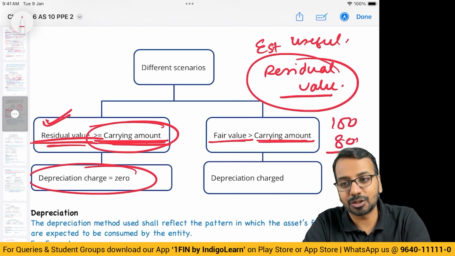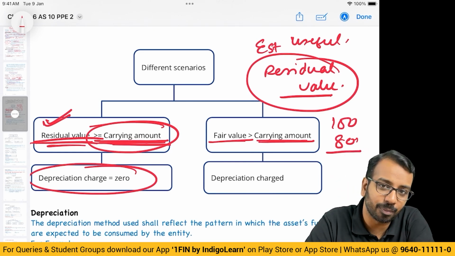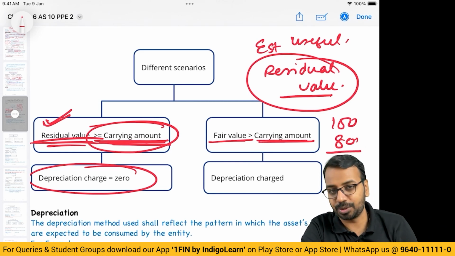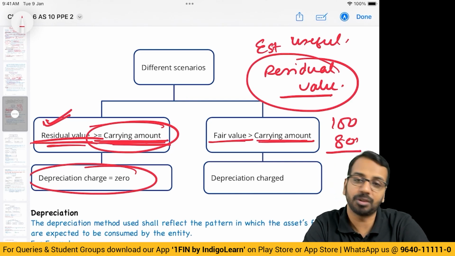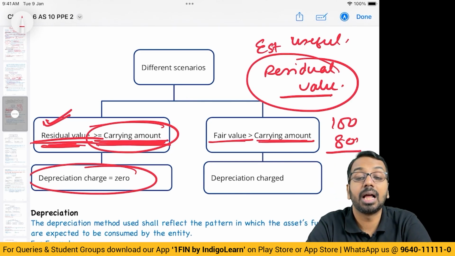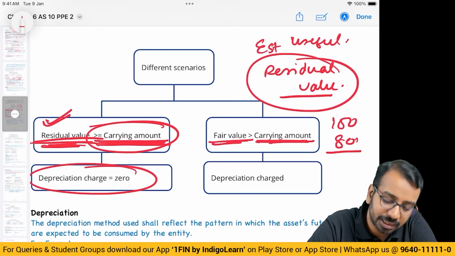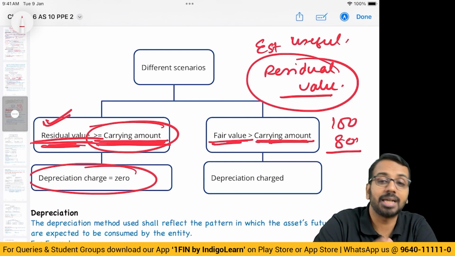Should I charge depreciation? Yes, I should charge. Just because the fair value is greater than the carrying amount does not mean I will not charge depreciation. Okay. So if residual value is greater than the carrying amount, I will not charge depreciation. Whereas if the fair value is greater than the carrying amount, I should continue to charge depreciation.